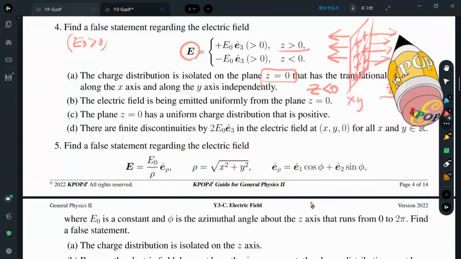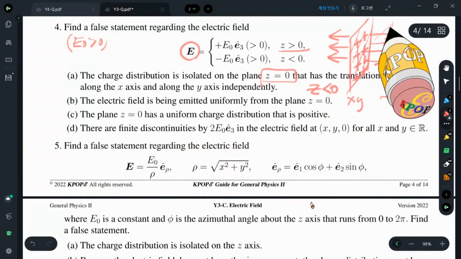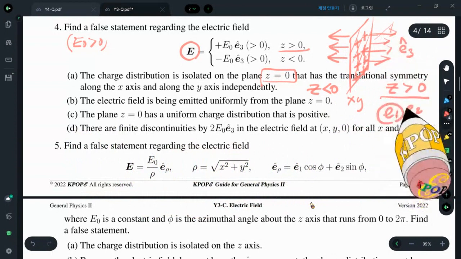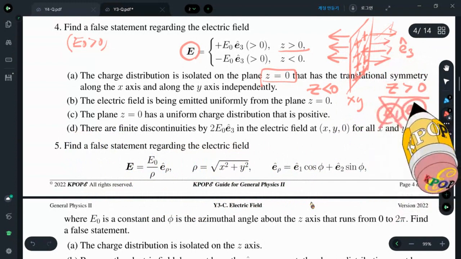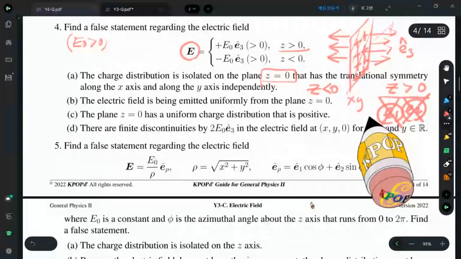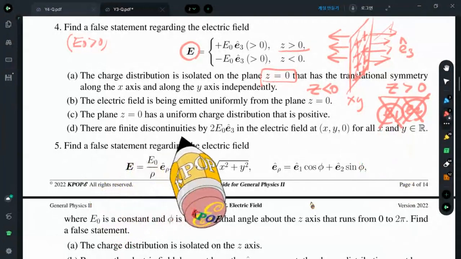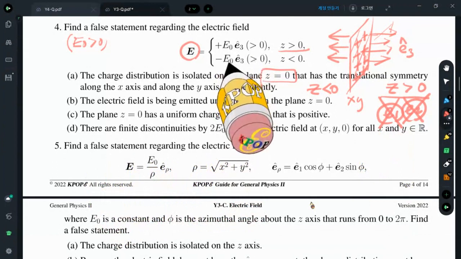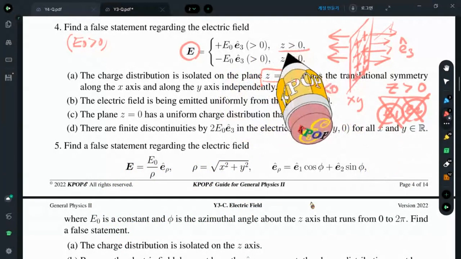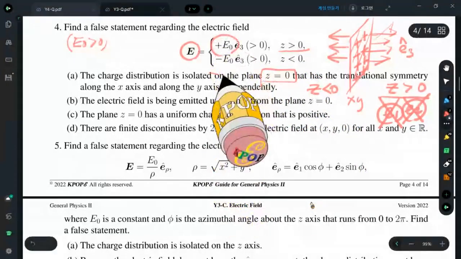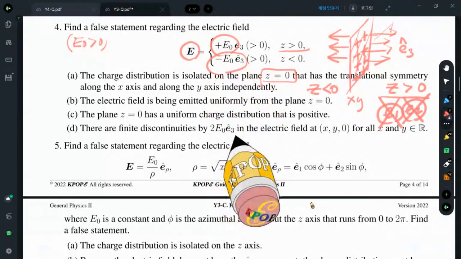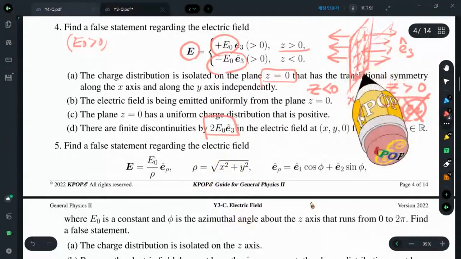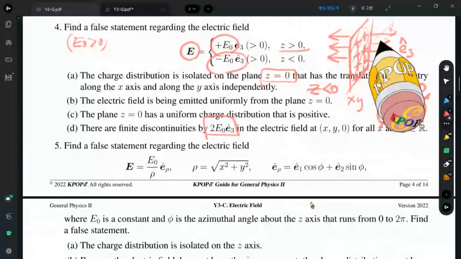Yes, if it is not uniform, there should be some non-vanishing components of E1 and E2, but they do not appear. There is a finite discontinuity. Yes, the electric field has a discontinuity at z equals 0. And if I subtract this one, the difference is 2E0 in E3. This is the reason why the electric field is distributed on this plate.